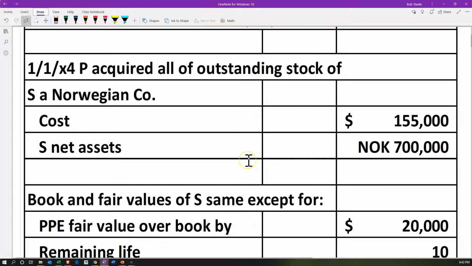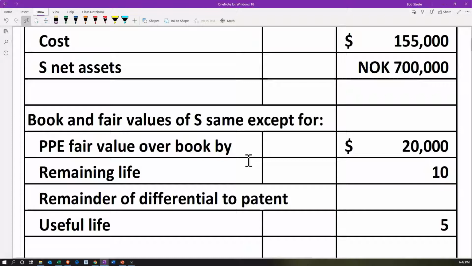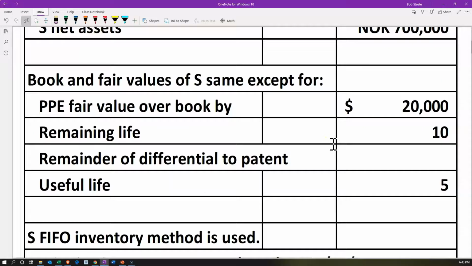And then S, the subsidiary's net assets at that point in time, assets minus liabilities, or the equity section, was 700,000 NOK of the foreign currency. Then the book and fair values of the subsidiary are the same, except for the differential that we'll have to take a look at. The property, plant, and equipment is greater by $20,000, so we'll have to deal with that. It's in dollars though, so we don't need an exchange process to do so. The remaining life is going to be 10 years.